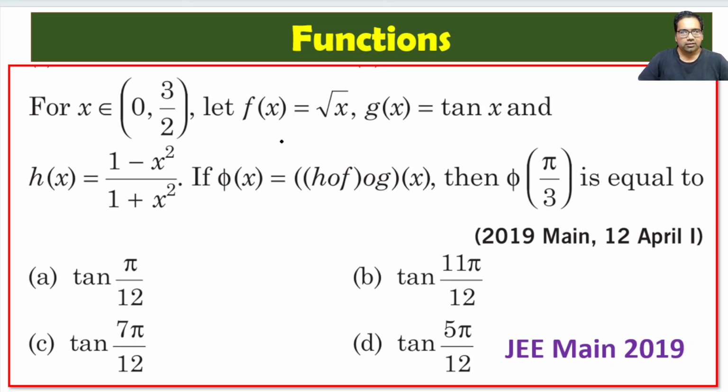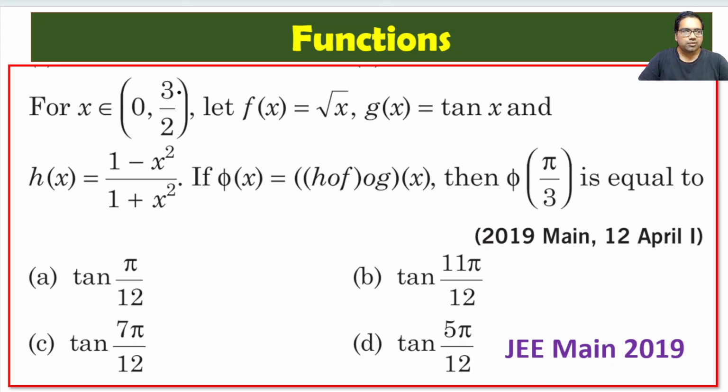Here we are given f of x equal to root x, g of x equal to tan x, and h of x equal to (1 minus x square) by (1 plus x square). And phi of x equal to h of f of g of x. Then phi of pi by 3 is how much?